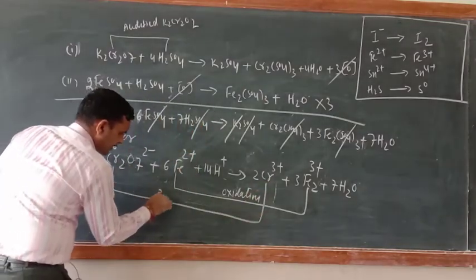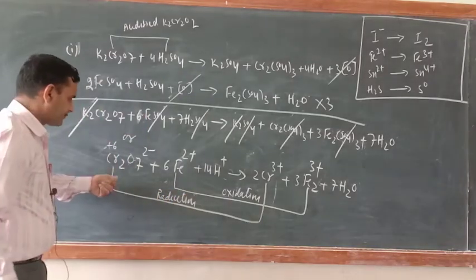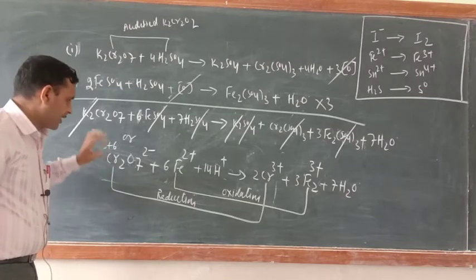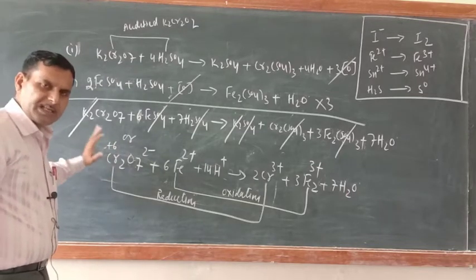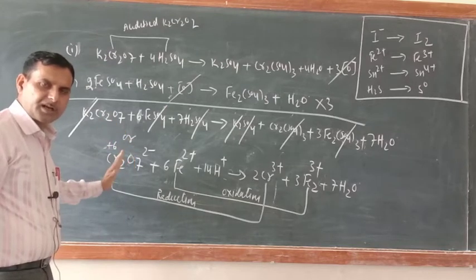So what is this one? Reduction. So what is this one? Oxidizing agent. Now just try to understand. The same ionic form is split into two half cells, the oxidation half cell and the reduction half cell.